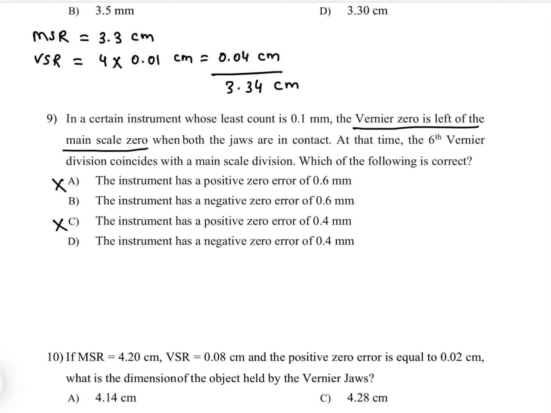So for that, let us identify what is the value of the error. Now here the sixth vernier division coincides. So whenever the error is negative, what do we do? We subtract the coinciding vernier division, that is 6 here, from the total number of vernier divisions, which are 10 in general. So 10 minus 6, that is equal to 4.